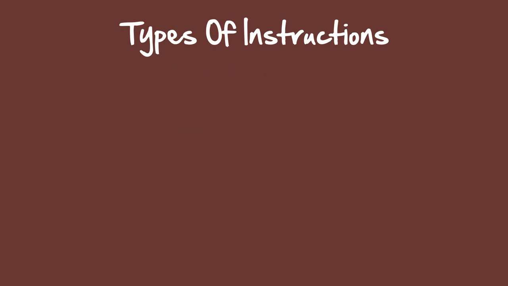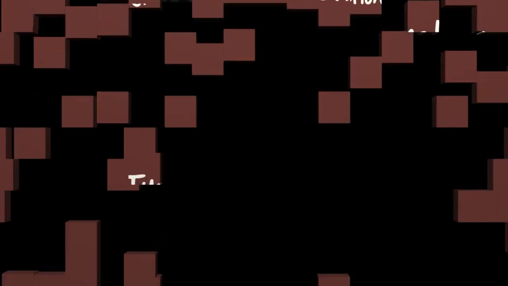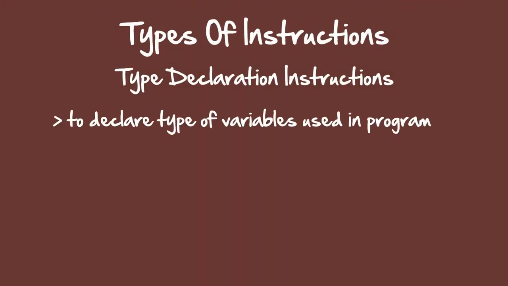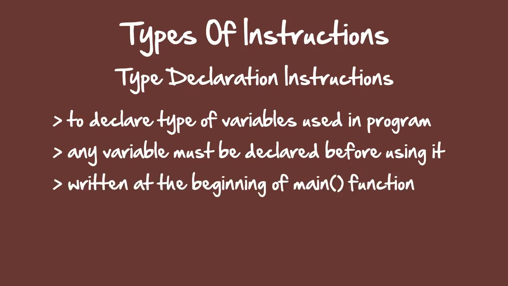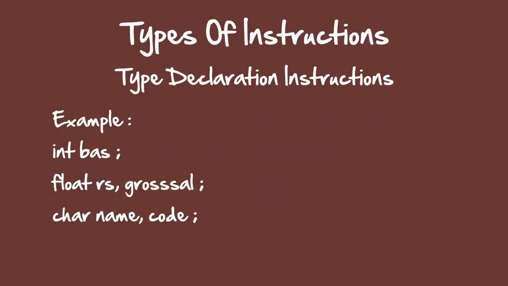Now we will look at the first type, type declaration instruction. This instruction is used to declare the type of variables being used in a program. Any variable used in a program must be declared before using it in any statement. The type declaration statement is written at the beginning of the main function. An example is like this. Here I have declared variables: integer bas, float rs and gross, character name and code.